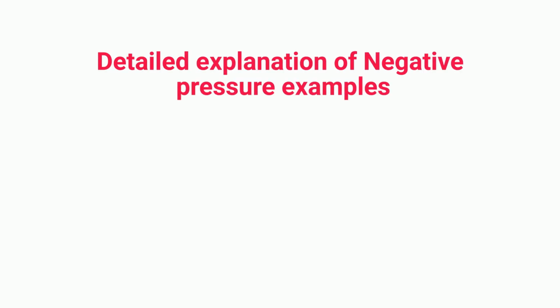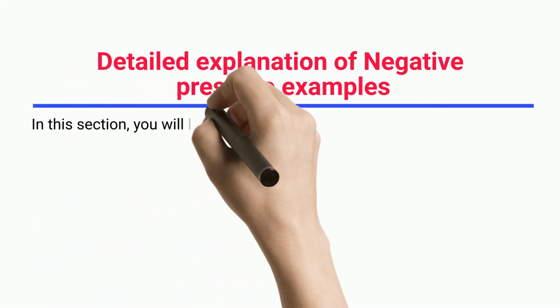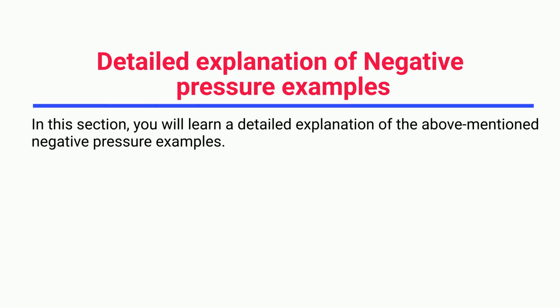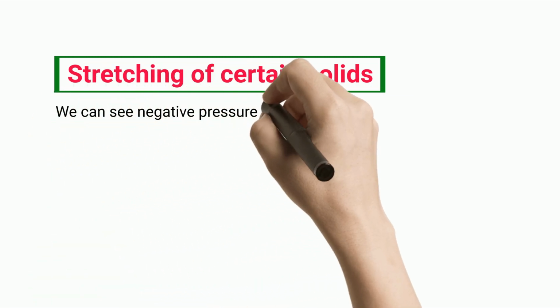Detailed explanation of negative pressure examples. In this section, you will learn a detailed explanation of the above-mentioned negative pressure examples. Stretching of certain solids. We can see negative pressure in solids.